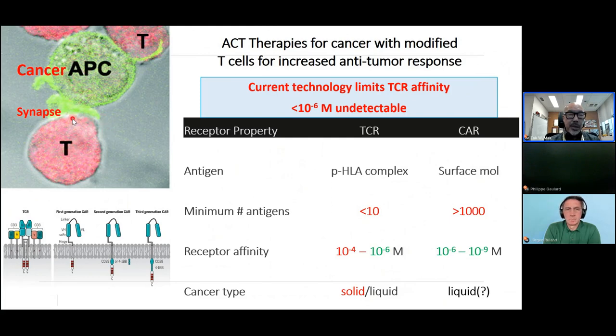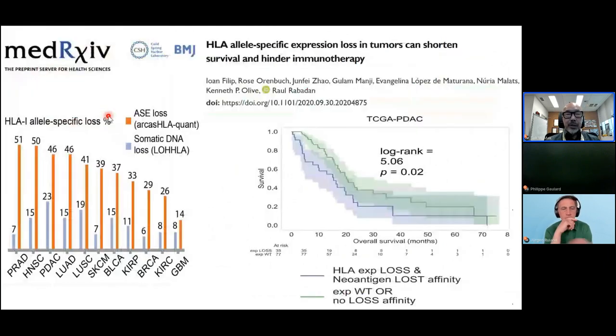Since the T cell receptor, after recognizing the antigen-presenting cell, the peptide and HLA, just a few molecules, this whole membrane, or big part of the membrane, together with the antigen-presenting cells, will form the synapse. Formation of the synapse is very important.